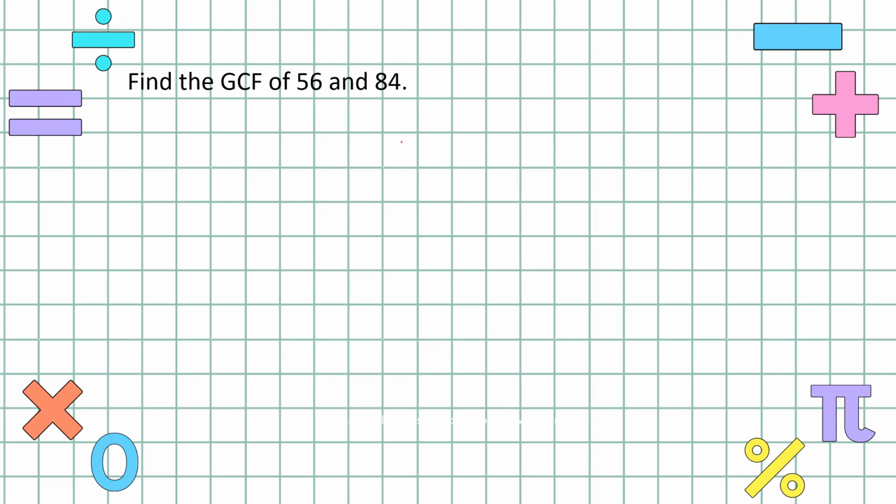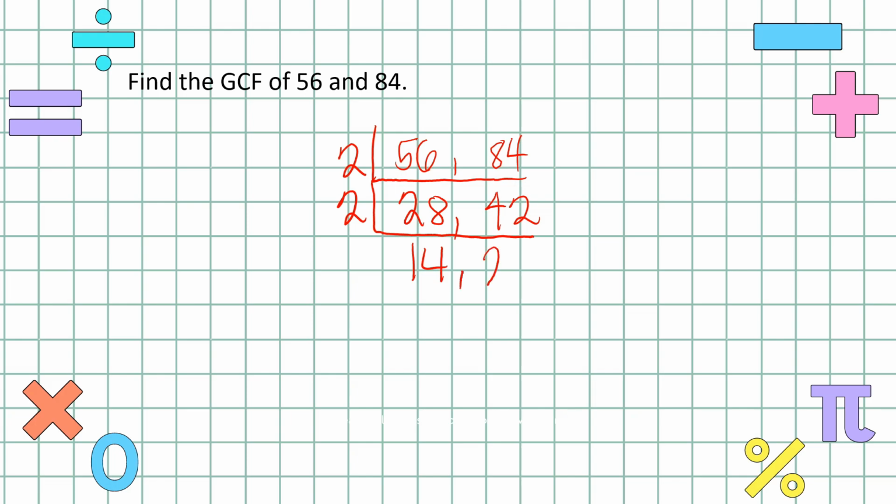Following the same method, we have 56 and 84. So, what is the GCF of these two numbers? So let me start with 2 again. And then 56 divided by 2 is 28. 84 divided by 2 is 42. Now we can still divide it again by 2. 28 divided by 2 is 14. 42 divided by 2 is 21.